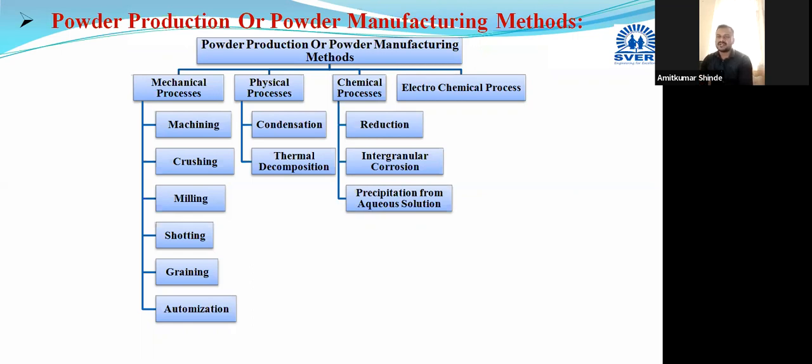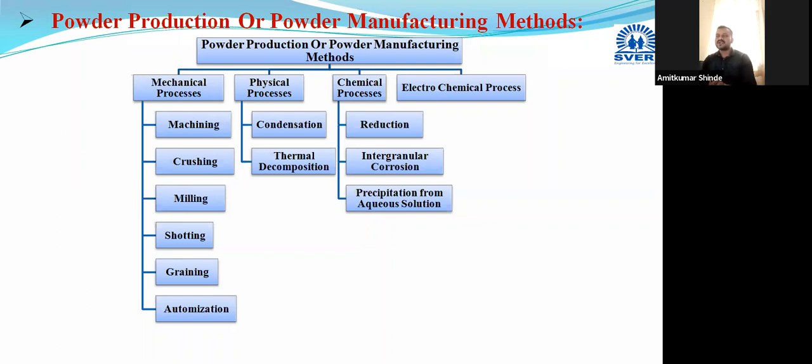And after rotating, when we start the rotation, inside that drum or container we have the raw material whose powder we want to manufacture, and some hard material in the form of rods or discs. Between the hard disc or rod material and the raw material whose powder we want to manufacture, the collision will occur during the rotation of that drum.